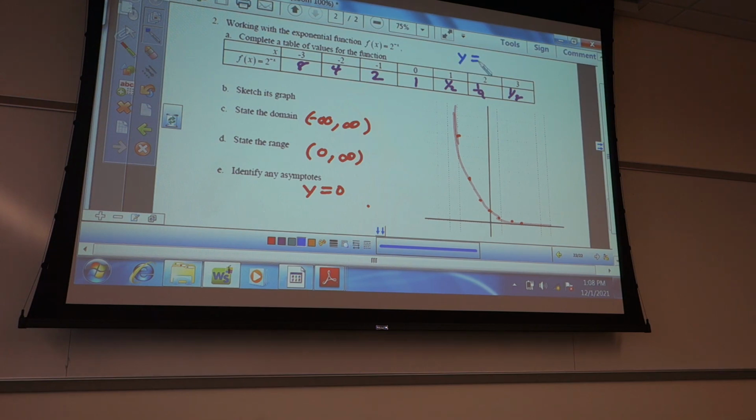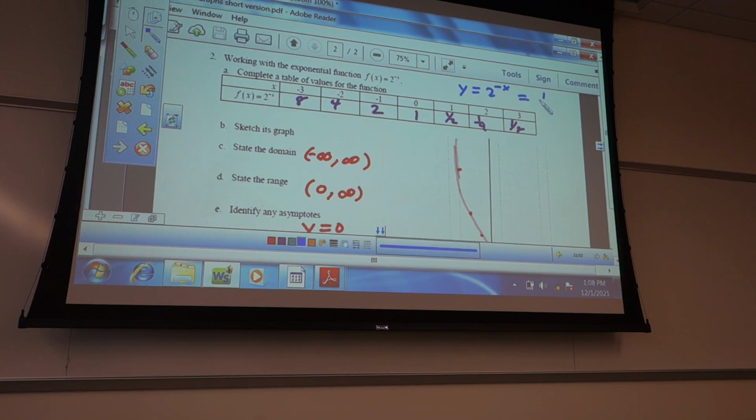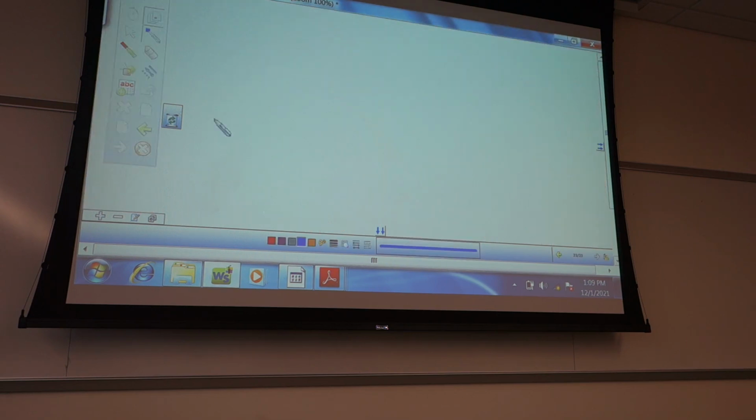y equals 2 to the negative x is the same thing as 1/2 to the x. And we kind of expect that. Why do we expect that? Because 2 to the negative x is the same thing as 2 to the negative 1 to the x.